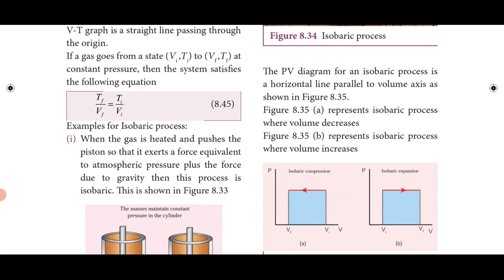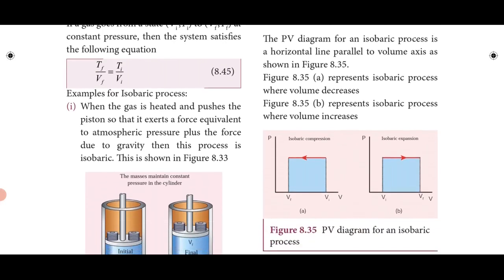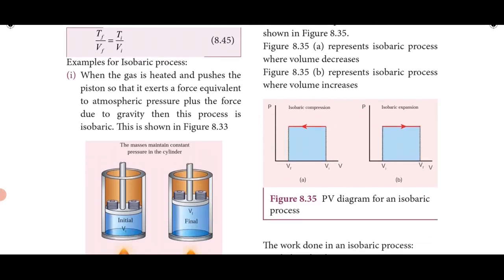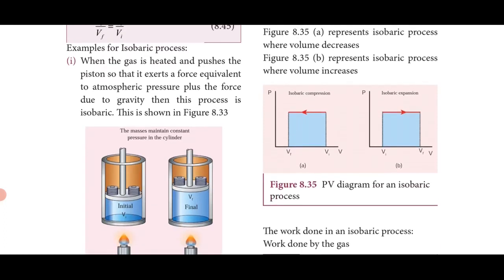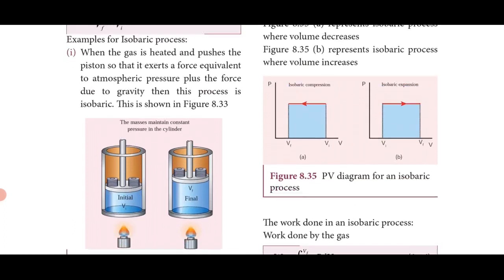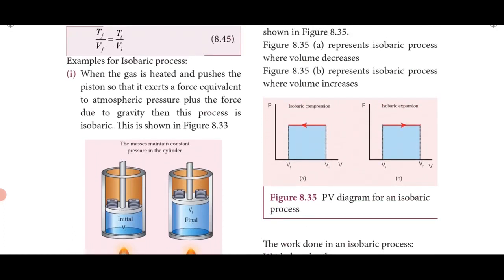Taking the final values on one side and the initial values on the other side, we get TF by VF equals TI by VI. An example of the isobaric process is when a gas is heated and pushes the piston up, so that it exerts a force equivalent to the atmospheric pressure plus the force due to gravity. The pressure acts upward while a downward force also acts, so there is an opposing force. This process is known as isobaric.